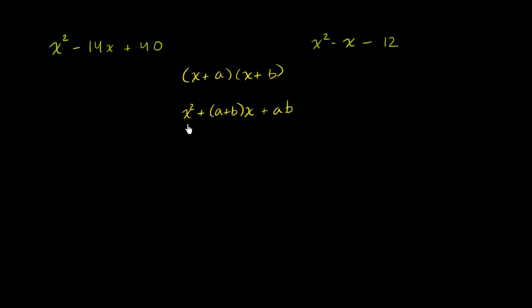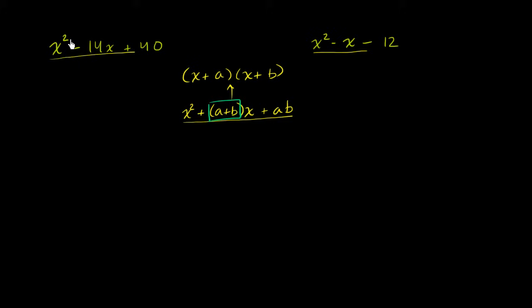So if you wanted to go from this form, which is what we have in these two examples, back to this, you really just have to think about, well, what's our coefficient on our x term? And can I figure out two numbers that, when I take their sum, are equal to that coefficient? And what's my constant term? And can I think of those same two numbers that, when I take the product, equal that constant term? So let's do that over here.